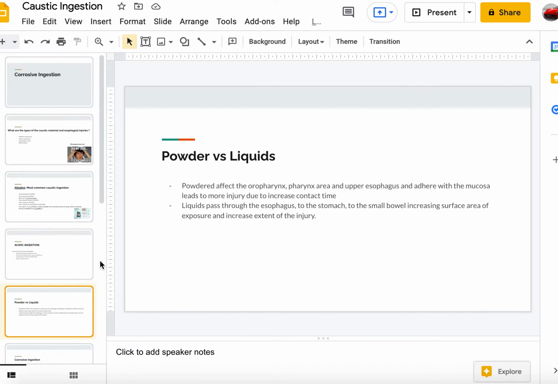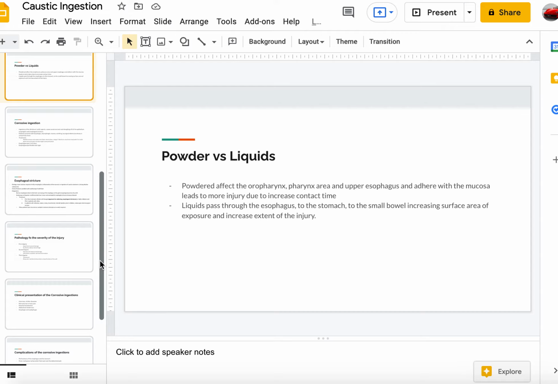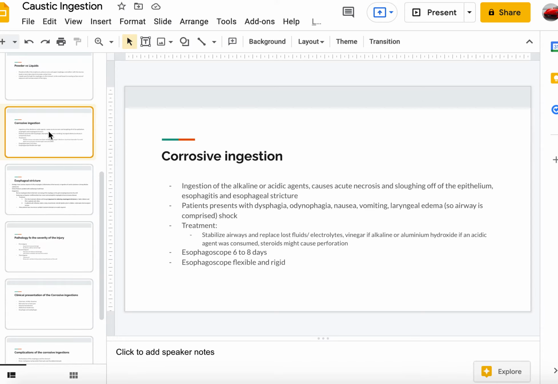We also have powders and liquids which may cause this. It may affect the oropharynx, the pharynx, the upper esophagus, and the mucosa, which leads to more injury, more damage, and it can cause increased contact time. So the liquid passes through the esophagus, and it causes an increased amount of surface area and increases the extent of injury. We also have other corrosive ingestions such as alkaline.